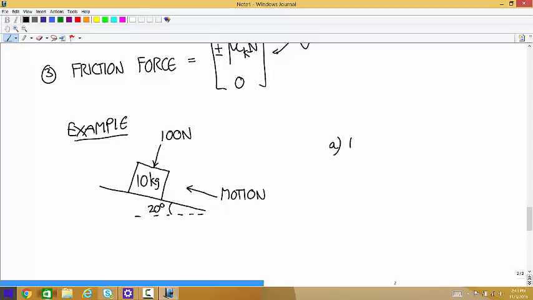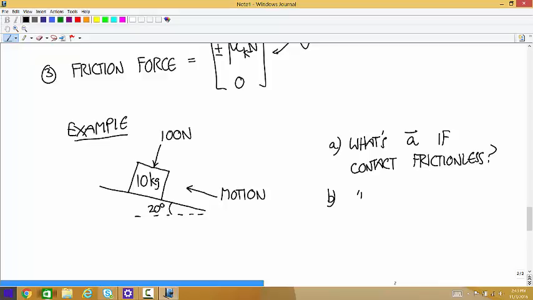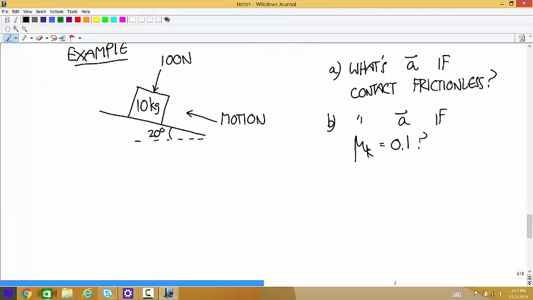And we want to calculate two things. What's the acceleration vector if the contact is frictionless? And then second, we want to calculate the acceleration vector if the coefficient of friction is 0.1. Okay, so for part A, we're going to assume that there's no friction.